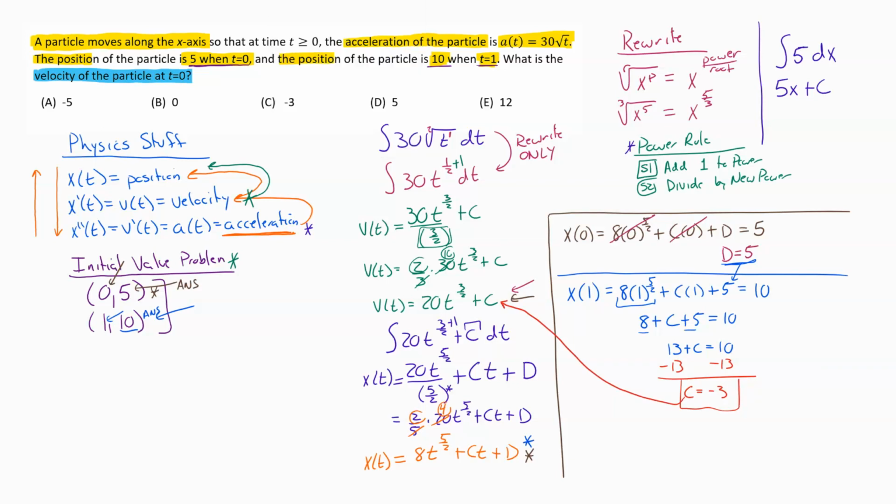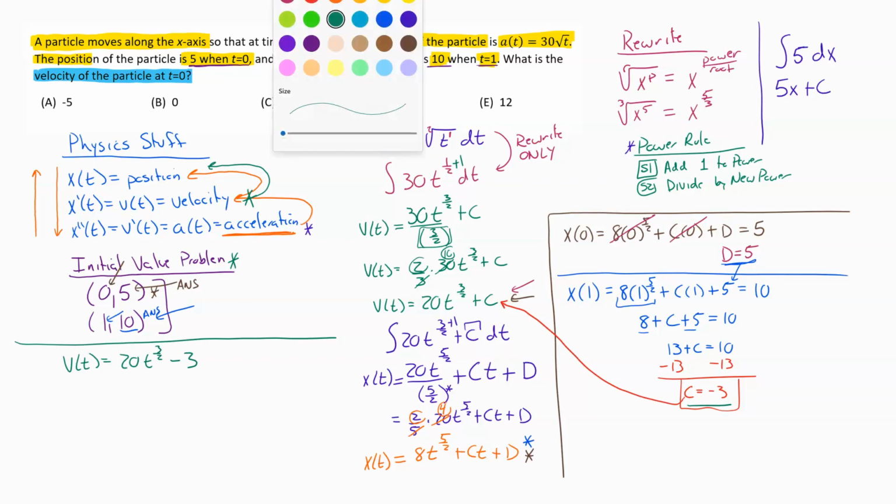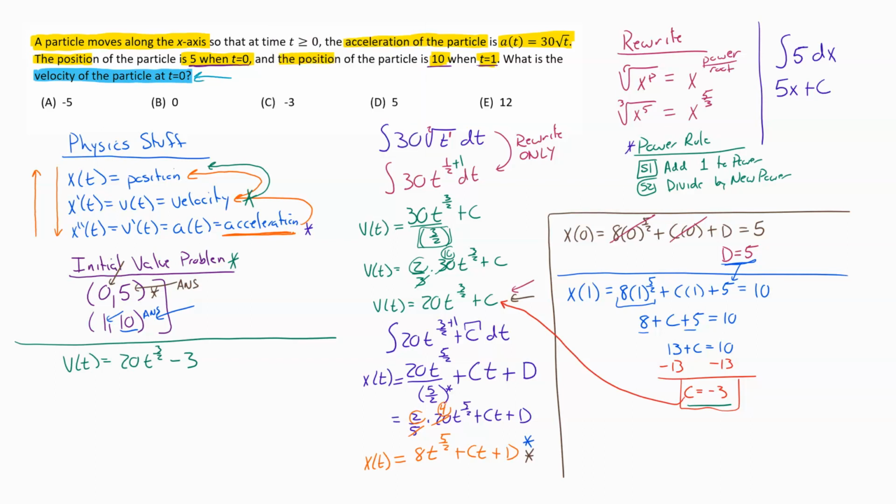Now that we have our c value, we can plug it into our velocity equation, and we're so close to being done with this. Plugging c into our velocity equation, we would end up with v of t equals 20t to the 3/2, and we know c now. c is -3. The last move is to find what's happening at the specific value they wanted. We just need to take 0 and plug it into this equation. So v of 0 would be 20 times 0 to the 3/2 minus 3. 0 times anything is 0, so we end up getting v of 0 equals -3. And that would be our option C here.